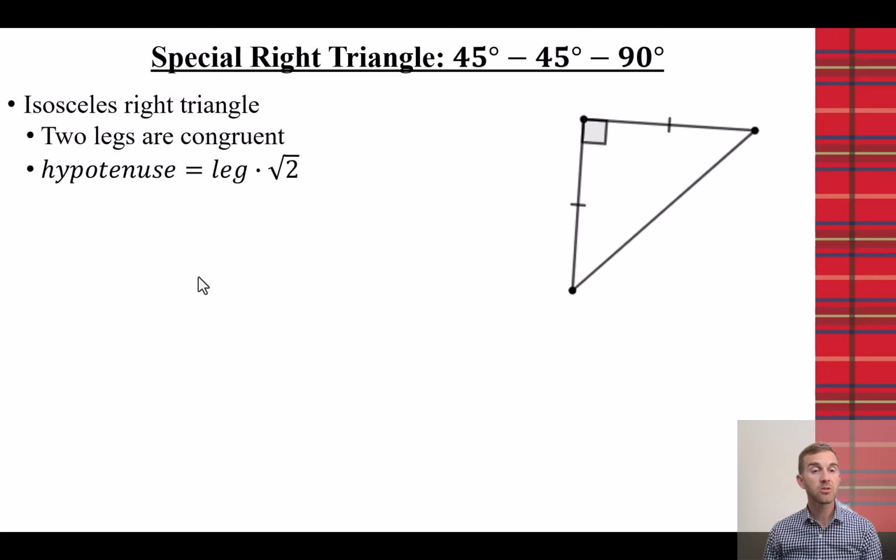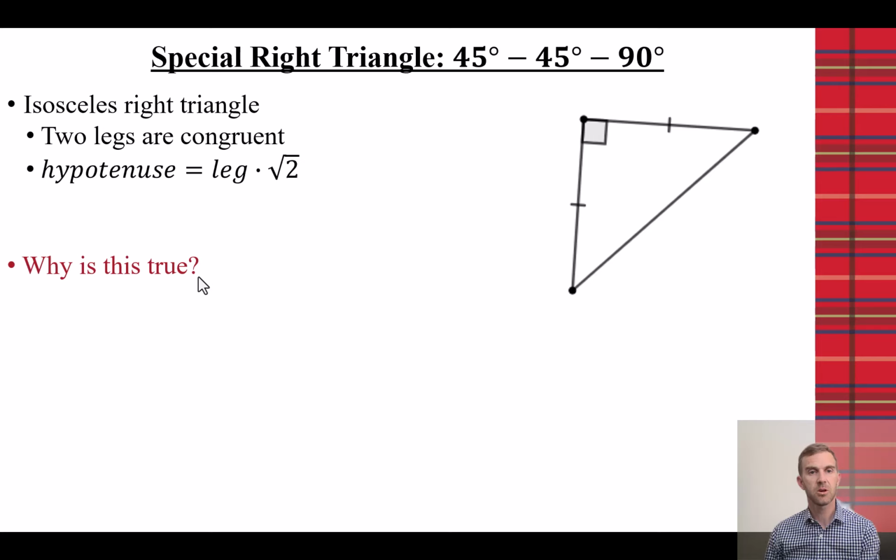Now, within right triangles, we also have some special right triangles. One of those is the isosceles right triangle, or the 45-45-90 triangle. What we know in this case is that because we have two congruent legs, the hypotenuse will always equal the leg length times the square root of 2. Now you may ask yourself, well, why is that true?